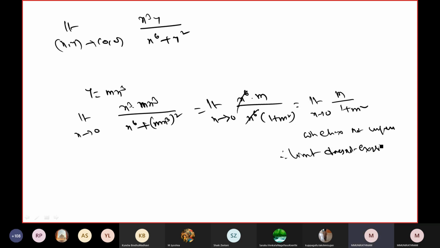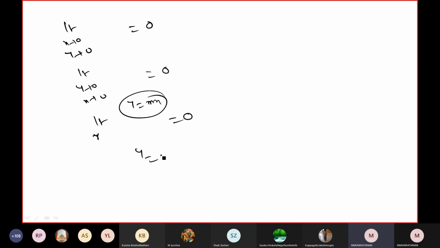Limit does not exist. So ఇక్కడ ఏమవుతుంది మనకు, limit x tends to 0, y tends to 0, that gives 0. Limit y tends to 0, x tends to 0, that gives 0. y equal to mx ki, that gives 0. y equal to mx square, that gives 0. Okay na? y equal to mx cube ki not equal to 0 వచ్చింది, not unique వచ్చింది. So that's why we say that directly limit does not exist.